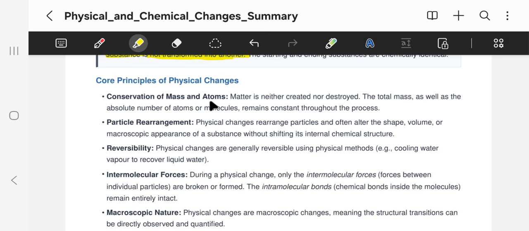We have the conservation of mass and atoms, which means matter is neither created nor destroyed. The total mass as well as the absolute number of atoms or molecules will remain constant throughout the process. We also have particle rearrangement. Physical changes rearrange particles and often alter the shape, volume, or macroscopic appearance of a substance without shifting its internal chemical structure.